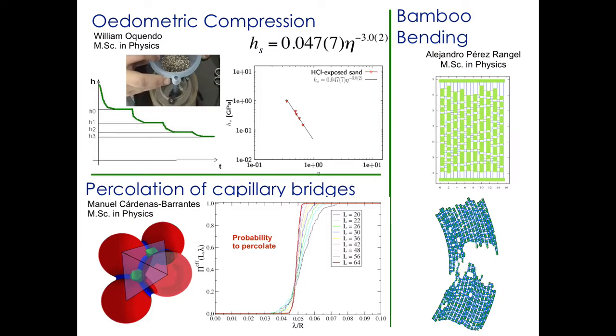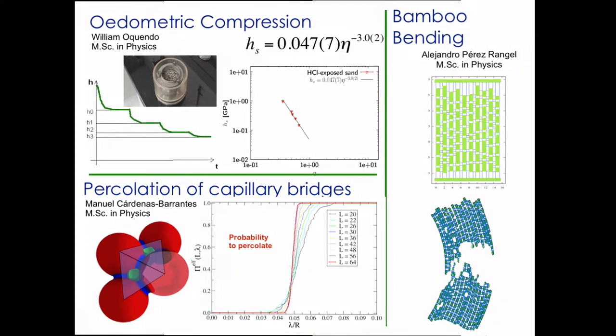We have also simulated elementary tests in soils, for instance, the isotropic compression and other ones, in order to establish relationships between the microscopical level of forces and the macroscopical level of constitutive equations for the soils. And we have also studied capillarity and percolation, and also other models for fracture in bamboo.